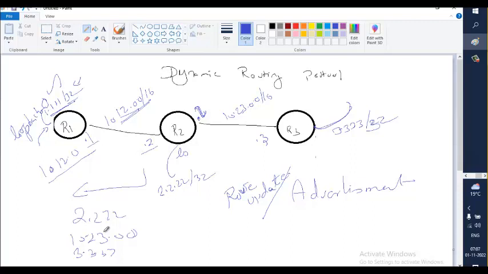So routing protocols discover the routes dynamically. That's why it is called a dynamic routing protocol. And this discovery is via route updates. We are going to see different routing protocols. Every routing protocol has got its own style of sending route updates.